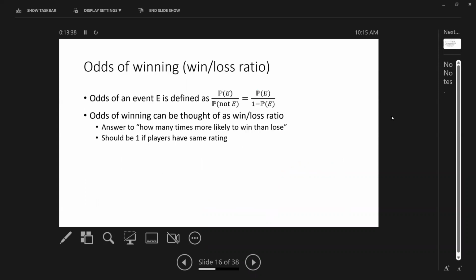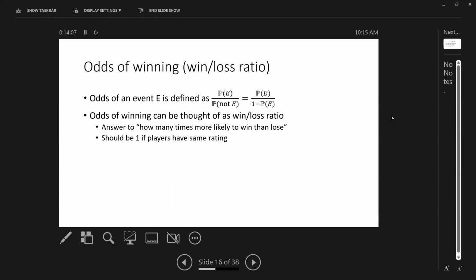To derive what that shape is, we first introduce a useful quantity to keep track of, which is the odds of winning, or you can also think about that as the win-to-loss ratio. So in probability, if you have some event E, the odds of this event happening is defined as the ratio of the probability of this event happening to the probability of this event not happening. Or alternatively, it's the same thing as the probability of E happening over 1 minus the probability of E happening.